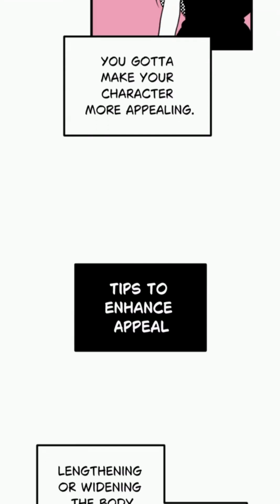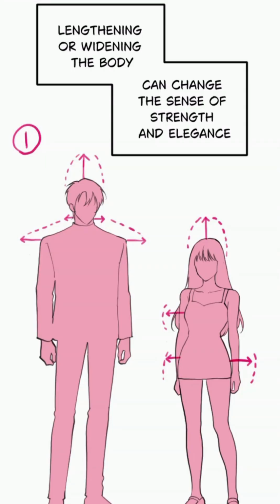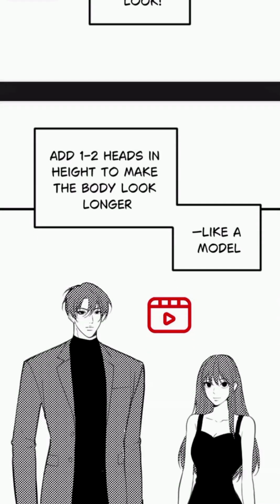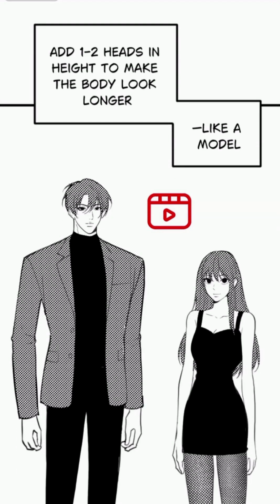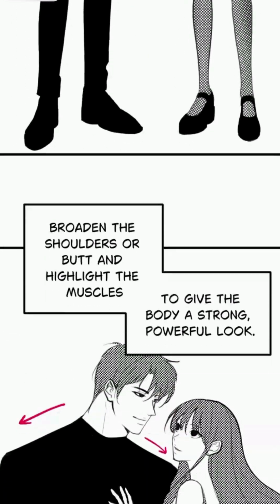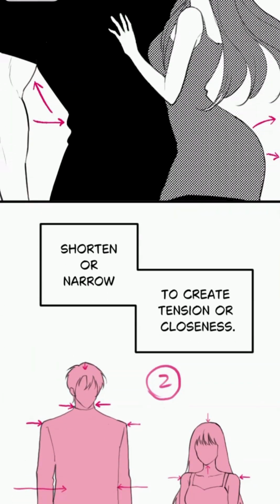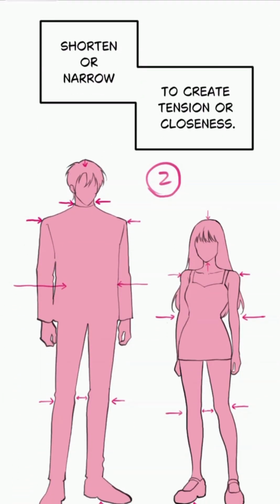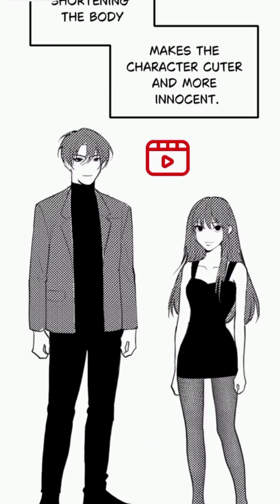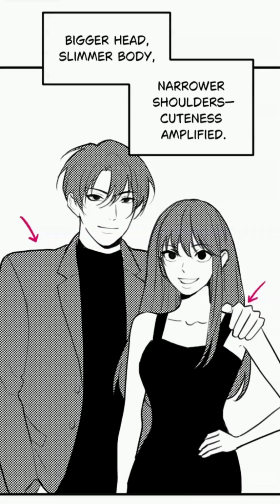Tips to enhance appeal. Lengthening or widening the body can change the sense of strength and elegance. Give it a bold and mature look. Add 1 to 2 heads in height to make the body look longer, like a model. Broaden the shoulders or butt and highlight the muscles to give the body a strong, powerful look. Shorten or narrow to create tension or closeness. Shortening the body makes the character cuter and more innocent. Bigger head, slimmer body, narrower shoulders, cuteness amplified.